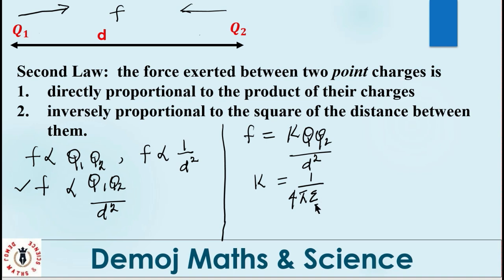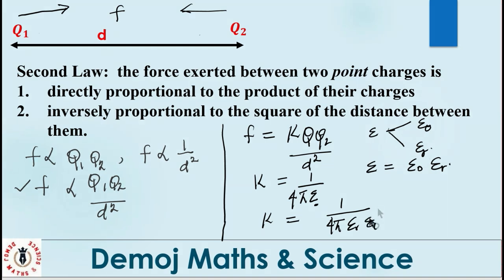Now, the permittivity of the medium is divided into two, that is, the absolute permittivity, which is denoted as E naught, and the relative permittivity, which is denoted as ER. So we say that E, the permittivity of the system, is the product of the absolute permittivity and ER. So K on its own is the same thing as 1 over 4 pi ER E naught.